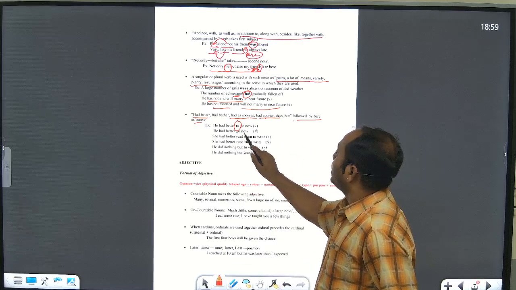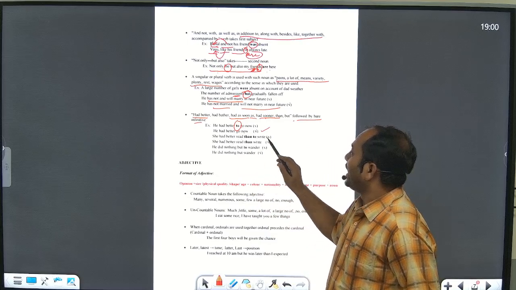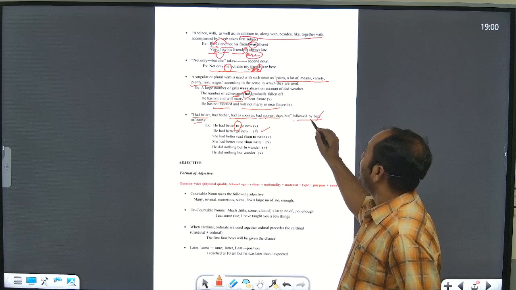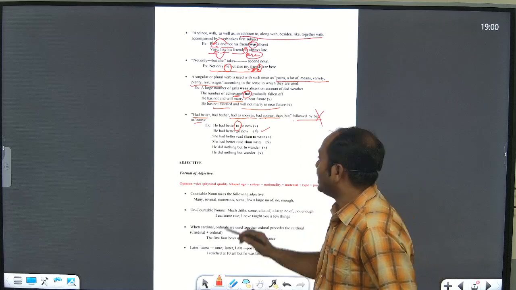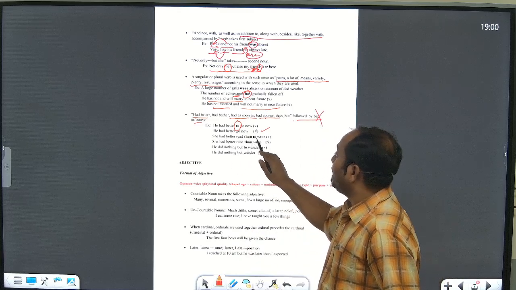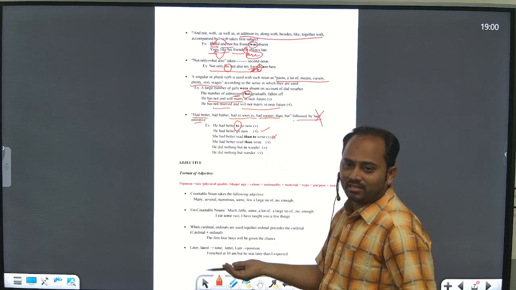He had better go now. She had better read than to write. They don't follow the bare infinitive. Bare infinitive means no to. Without to, we should write it. "She had better read than to write" is the wrong usage. She had better read than write.